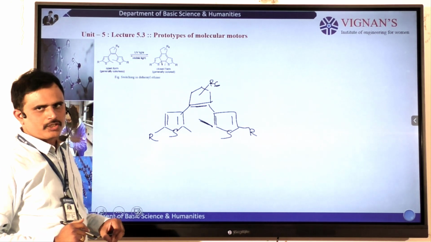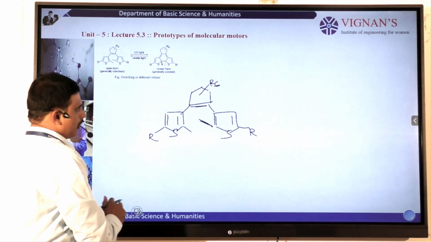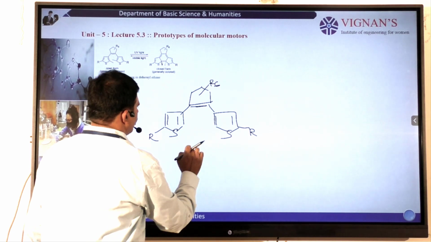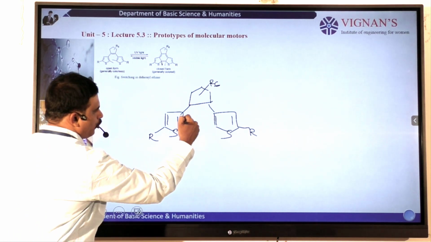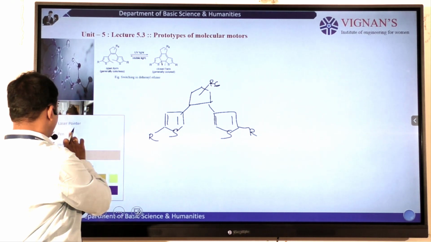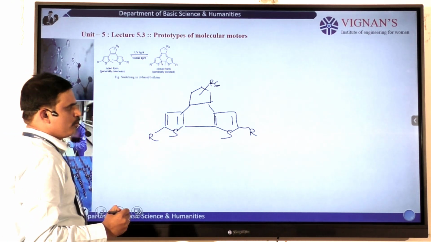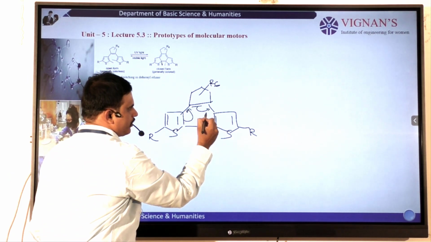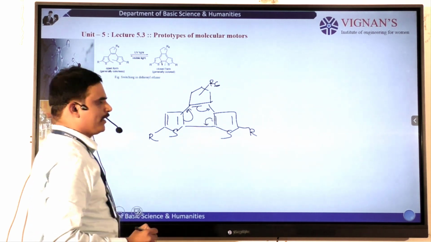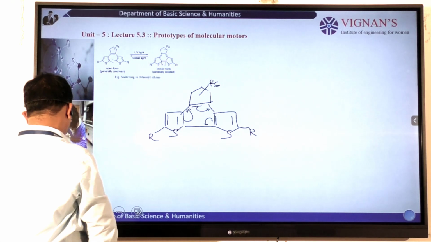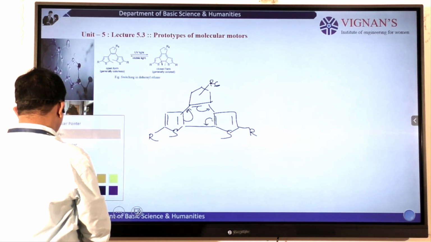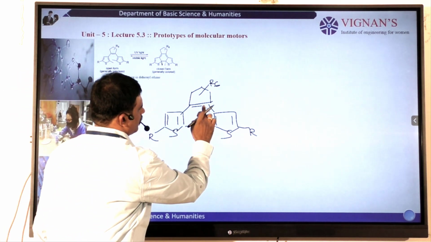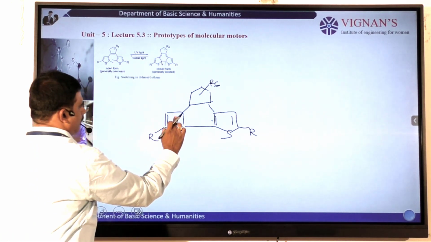Now coming to the closed structure, what happens? The only thing is that a new bond will be developed in this position. So how will it be developed? This bond moves in this direction, and the already existing double bond moves in this direction, and this bond will be moving in this direction. In a triangular way it will be moving, so the bonds will change or rotation happens here. So finally we understand this structure like this.